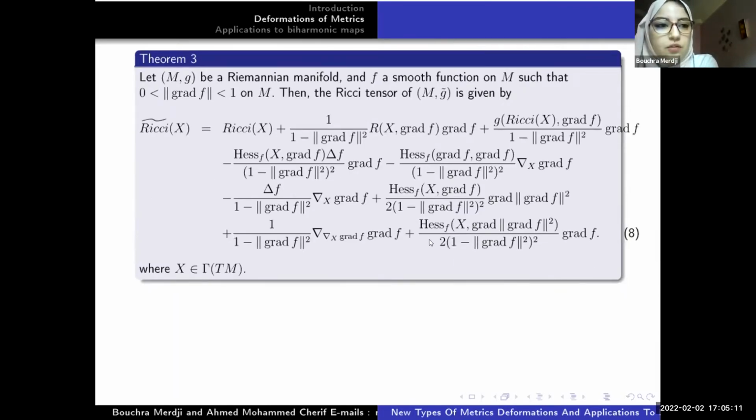So we have theorem number 3. M equipped with G is a Riemannian manifold and F is always a smooth function on M, such that the norm of the gradient of F is between 0 and 1 on M. Then the Ricci tensor of M equipped with G tilde is given by this equation. And the same thing, the Ricci tensor tilde applied to X has a relationship with the Ricci tensor applied to X for all X vector field in the manifold M.